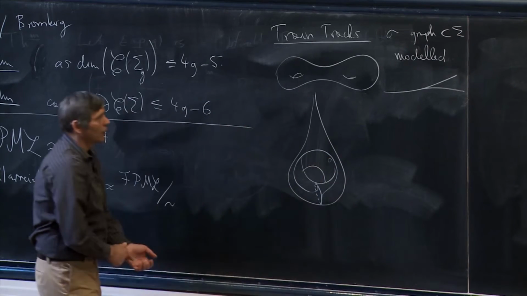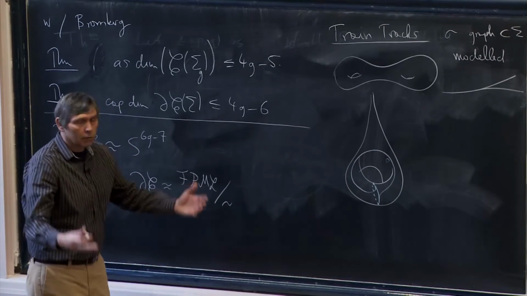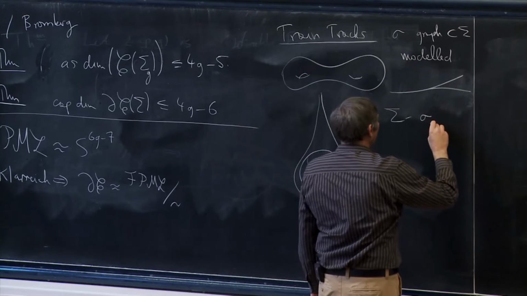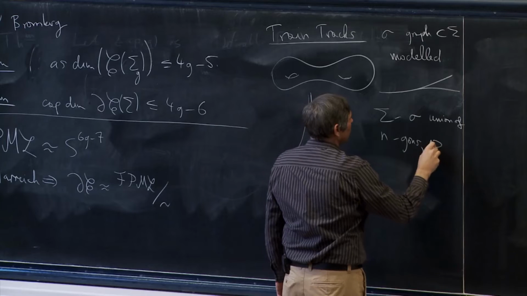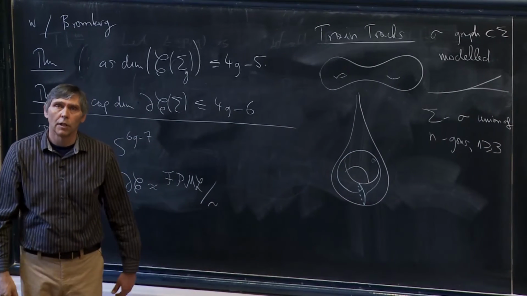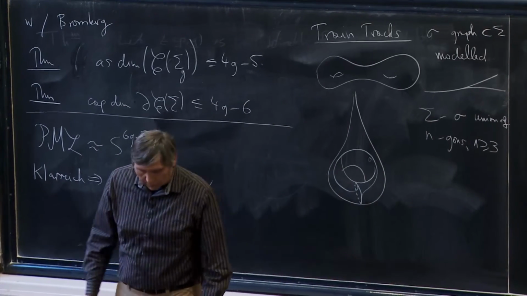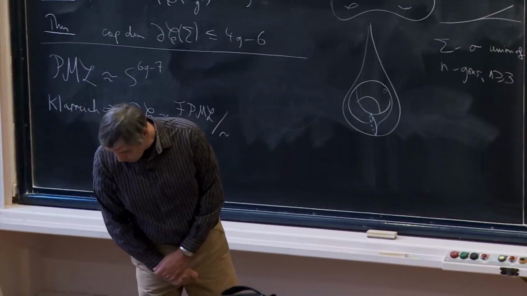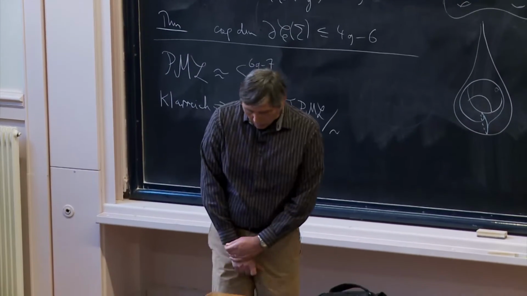We will also usually require that every complementary component is an n-gon where n is greater than or equal to 3. So I want Sigma minus this graph to be a union of n-gons where n is greater than or equal to 3. In other words, I don't want to see a round disk in the complement. That's not allowed, or a monogon or a bigon. Those are not allowed, and you're not allowed to have genus in the complement. So these are the filling train tracks. And for experts, we always assume that these train tracks are recurrent and transversely recurrent. Okay.